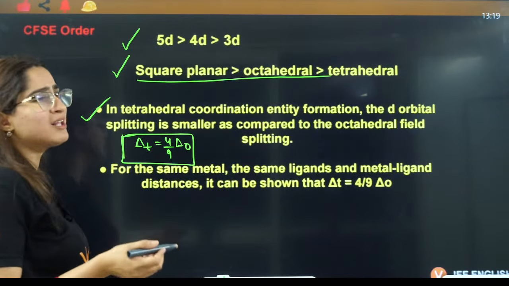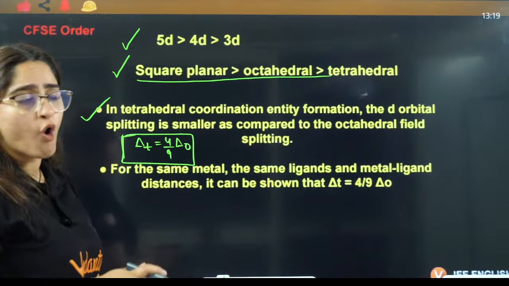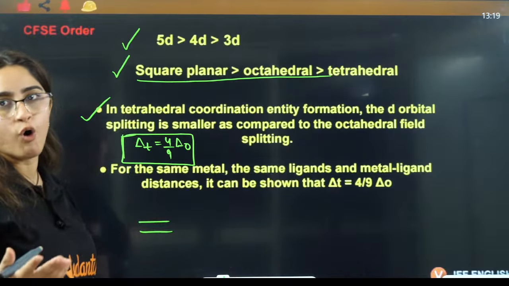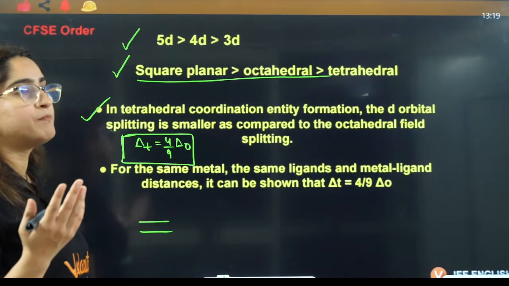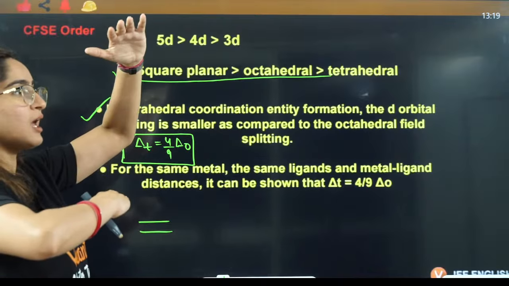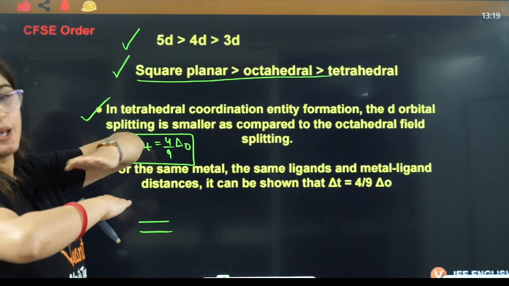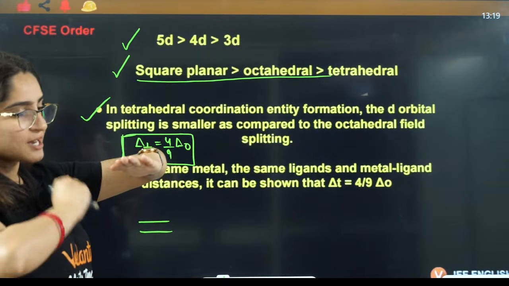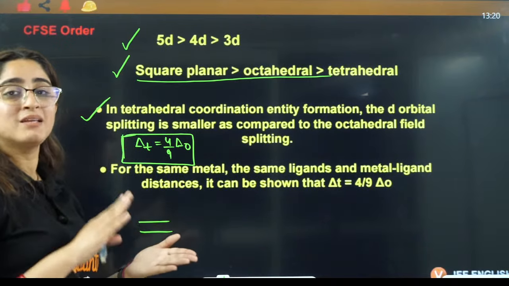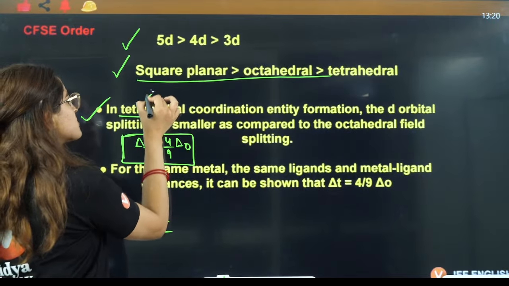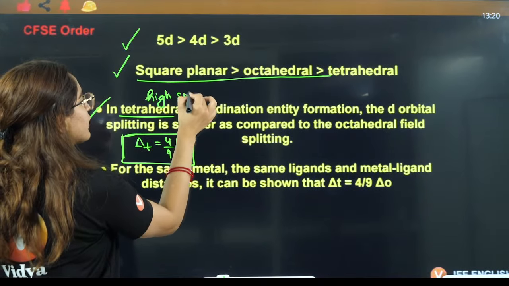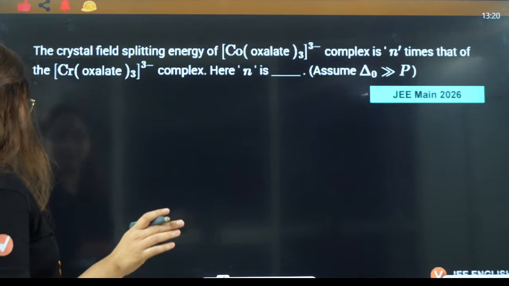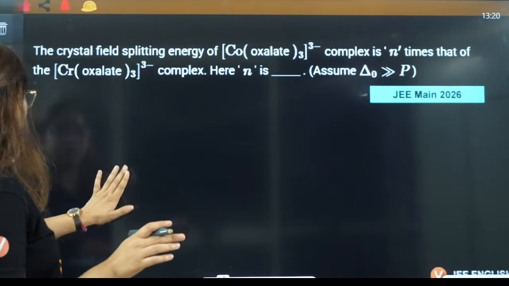It is so small in the tetrahedral that, if this is delta O, this will be half of it. Because it is half of it, an electron can easily jump to the next level. That means tetrahedral mostly forms high spin complexes, because the delta value is so low here, right? Okay. Now let's see this.